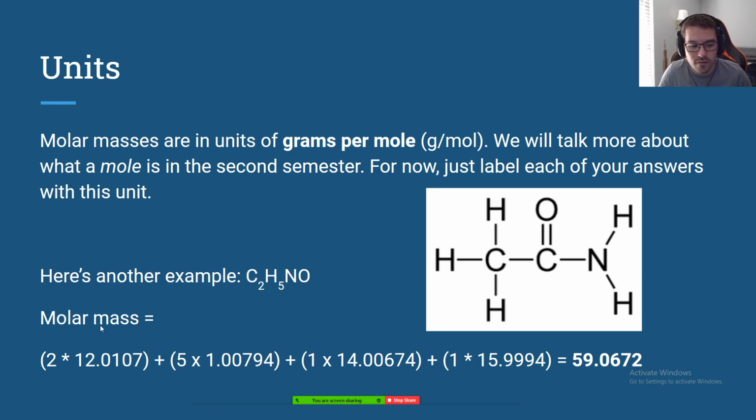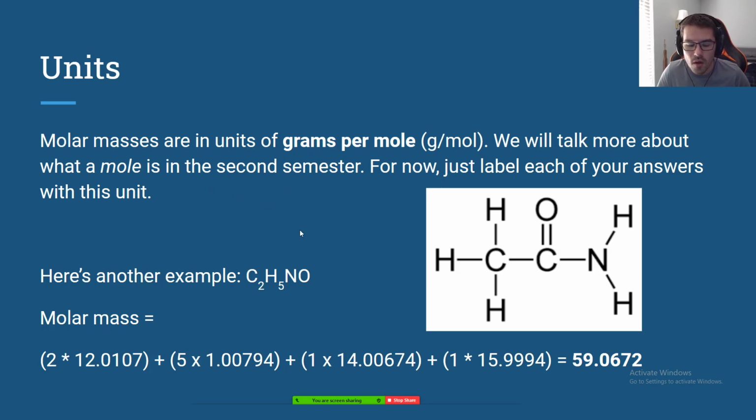For molar masses, the unit that we are going to use is grams per mole, or g per mol. We're going to talk more about what a mole is in the second semester. We're not really going to get to that until the second semester, but for now, you can just label each of your answers with this unit. And like I said, in your Canvas quiz, as long as you're able to calculate the right answer, you're going to get to the correct answer. Having the unit on there is not super important, at least not at this stage. That'll become more important in the second semester when we do a little bit more work with this.